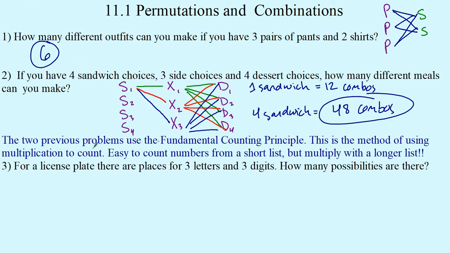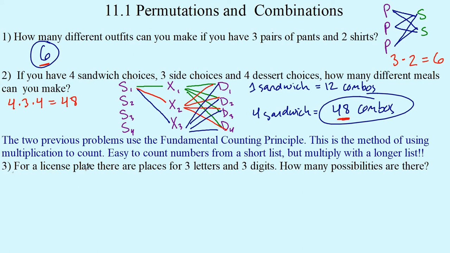Now, that's just using the fundamental counting principle, literally listing everything out, finding all the different combinations. There's a much easier way to do this. Maybe you've noticed. It's literally just multiplying. There are 3 pairs of pants times 2 shirts gets us 6 outfits. 4 sandwiches, 3 sides, 4 desserts gets us 48 combos.